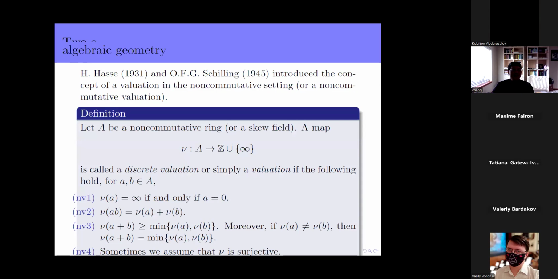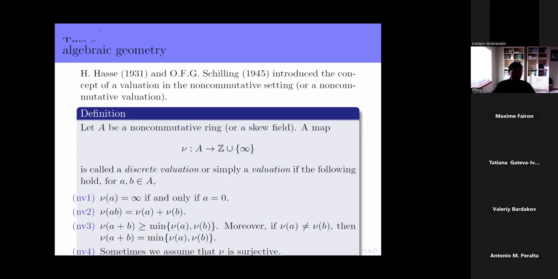Okay, so now let me recall the definition of a valuation. The valuation was introduced in the 1930s, in the commutative side and in the non-commutative side. And obviously in number theory and algebraic geometry, this is a very useful tool. And I would also like to say that this is very useful in non-commutative algebra. So here's the definition. Starting, let's say we have a skew field, or even a commutative field if we want.